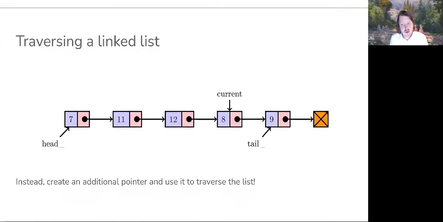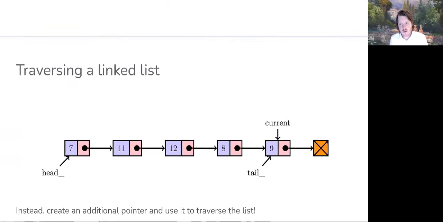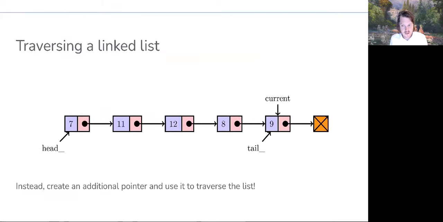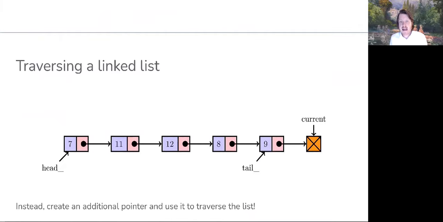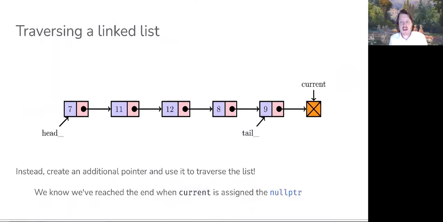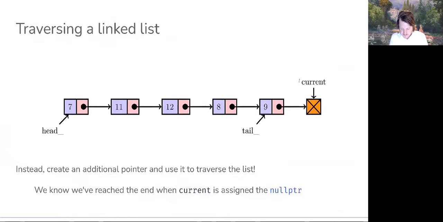And we can continue doing this until we arrive at the null pointer. For instance, once we've arrived at the null pointer, we know that we have visited every single node within this sequence of nodes, as shown here.